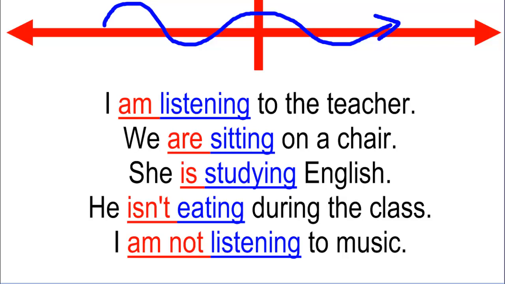Remember, it happens in the present, so it's an action that is continuous in this moment. For example, I am listening to the teacher in this moment. We are sitting on a chair, I assume, unless you're in your bedroom, in which case we are sitting in the bed or in the sofa.